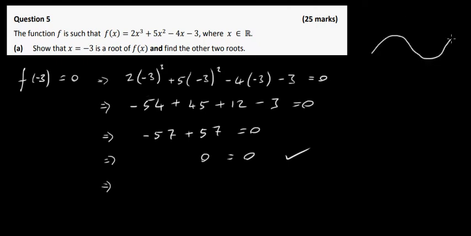The graph will look something like this, and if this is our x-axis here, one of these points on the x-axis is minus 3. Okay, so that means x is equal to minus 3 is a root. So that's our proof there. So that's our answer really. All of this is our answer here.